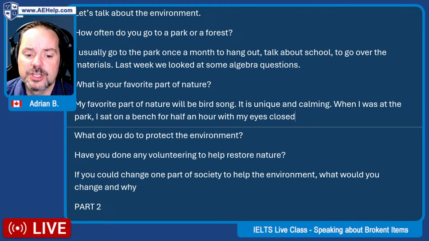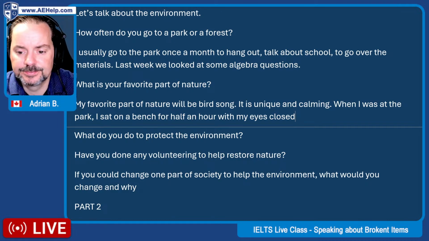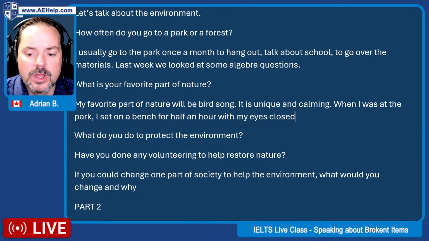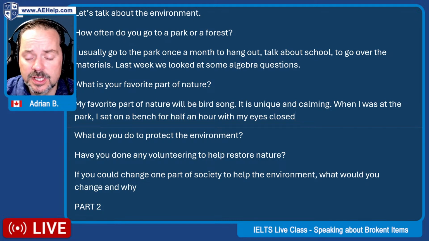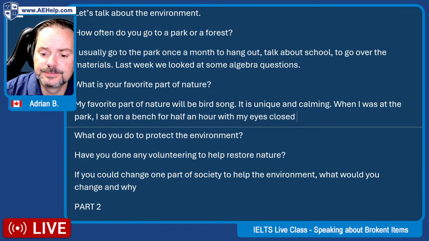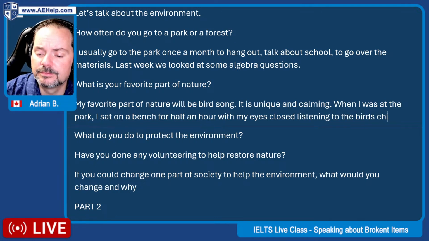My favorite part of nature will be bird song. It's unique and calming. When I was at the park, I sat on a bench for half an hour with my eyes closed, listening to the birds chirping.